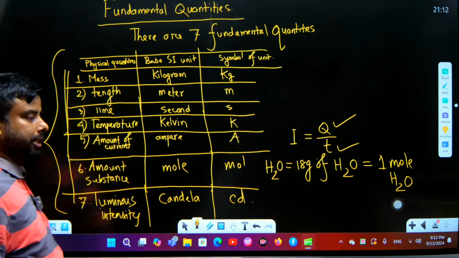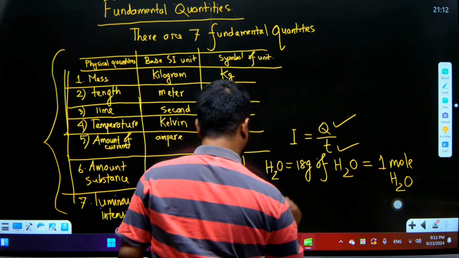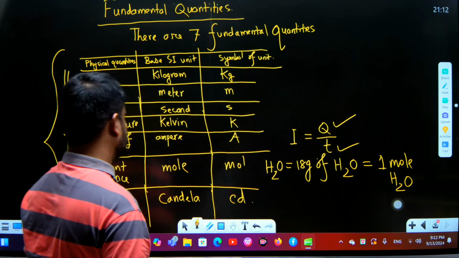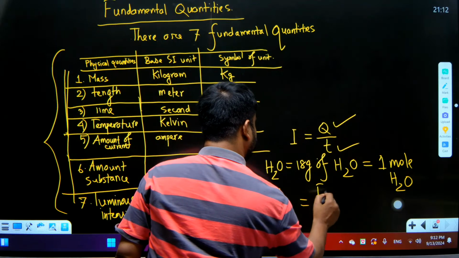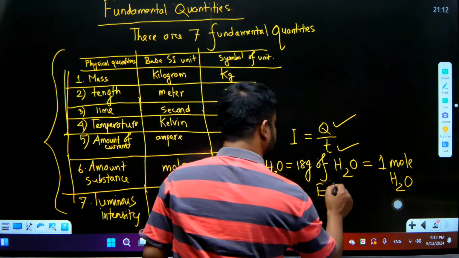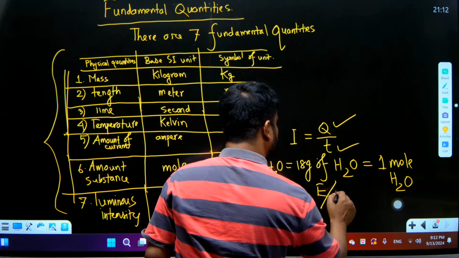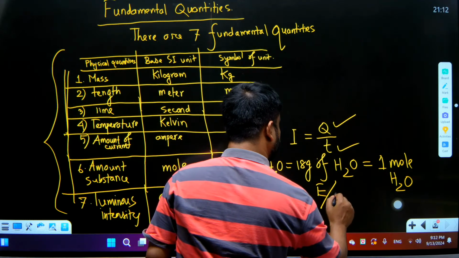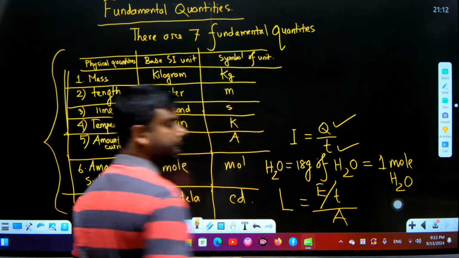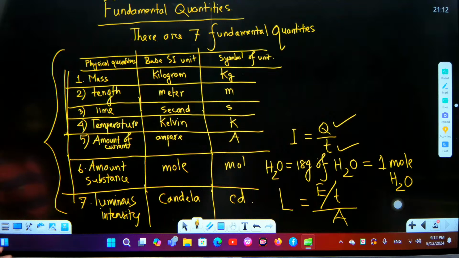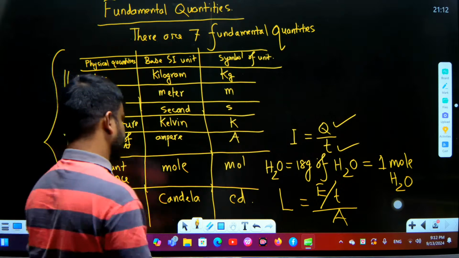Luminous intensity: the amount of light energy passing through a cross-sectional area per unit time is called luminous intensity. So the amount of light energy transferred per unit time per unit cross-sectional area is called luminous intensity.